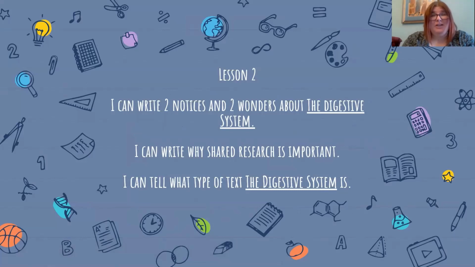Today we're going to be looking at one of the new books. So I always like to start my lessons with I cans. By the end of this lesson, you should be able to do these 3 things. So let's go ahead and read together.